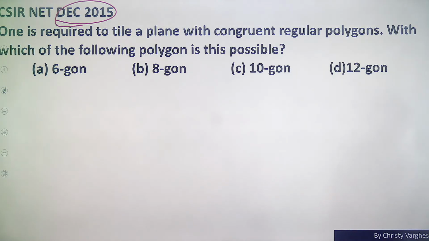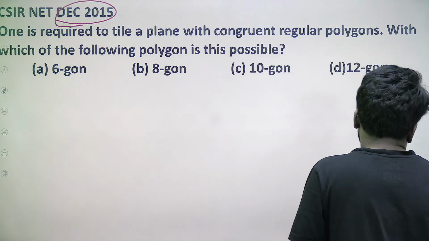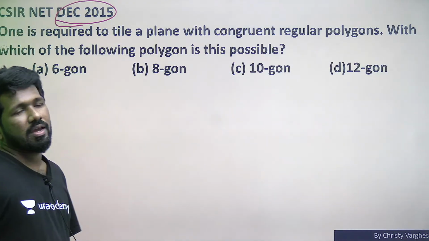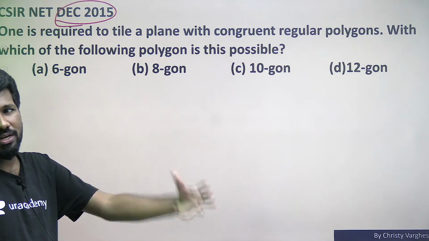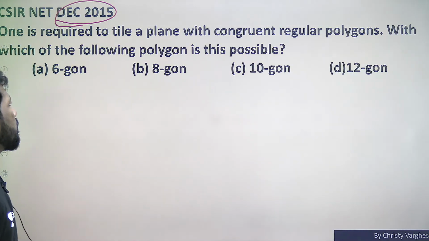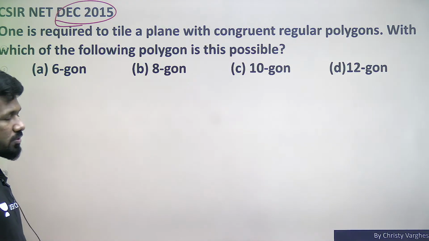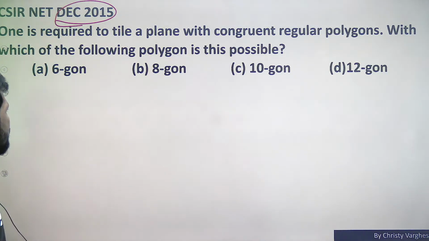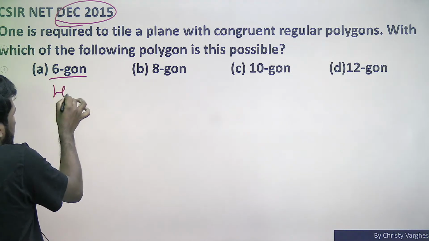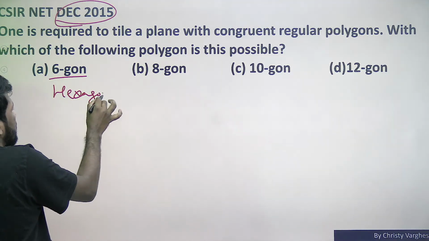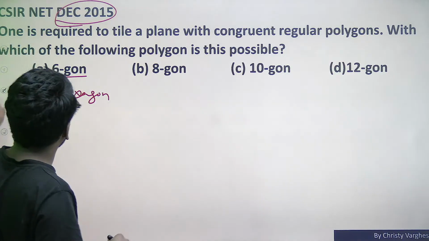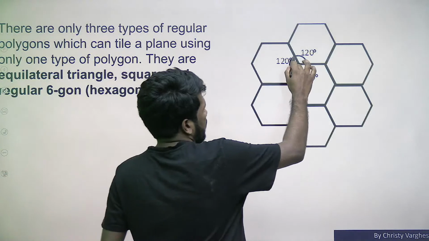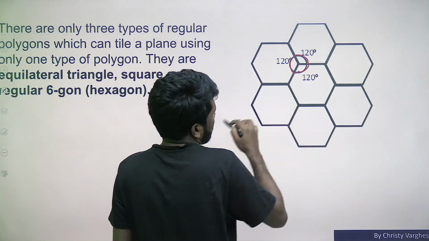So one is required to tile a plane with congruent regular polygons. I already answered this question, right? Previous question में odd one out या कौन सा shape से tiling possible नहीं है वो पूछा है. यहाँ पे क्या question पूछा है? कौन सा polygon से tiling possible है? Six-gon means hexagon. Six-sided polygon से tiling possible है. We already discussed in the last class ना. 120, 120, 120 से totally possible है.